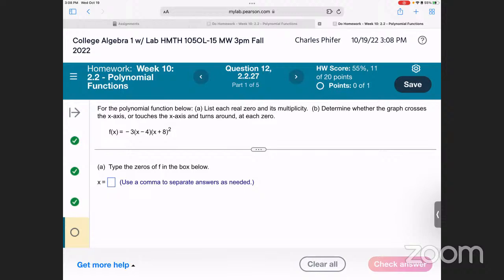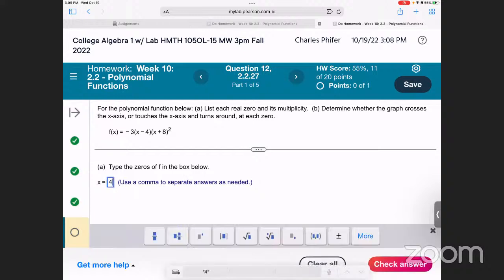So first we're asked to list out the zeros. So we're fortunate in that our polynomial is already in factored form, so we don't have to factor it ourselves. It's already factored. So then it's easy to see the zeros. You can just look at it and see that the zeros are 4 and -8.